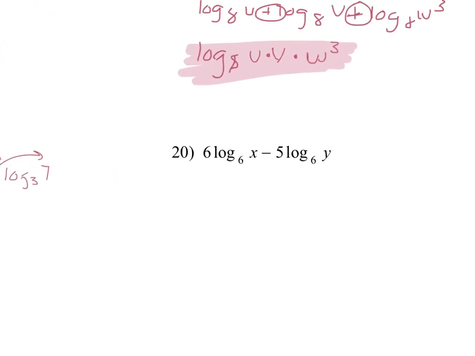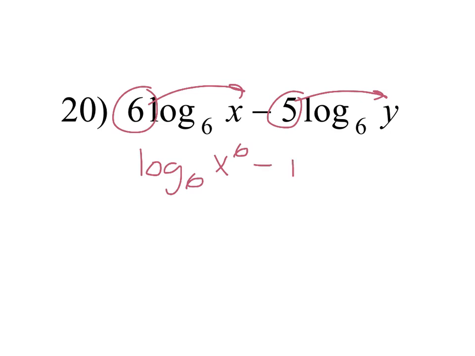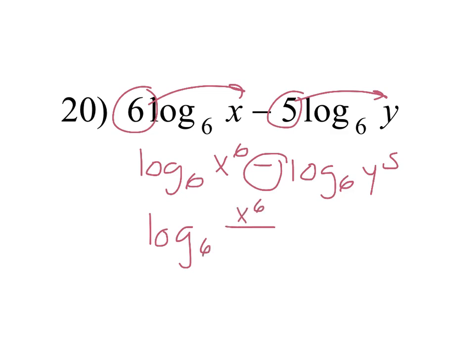All right, let's go to 20. So we're going to move our exponents to the top. So we have log base 6 x to the 6th power minus log base 6 y to the 5th power. And since we're subtracting, that means we're going to divide. So we're going to have one single log base 6. The first one goes on top, and then the second one goes on the bottom. So x to the 6th power divided by y to the 5th power. This is our answer. Any questions here?